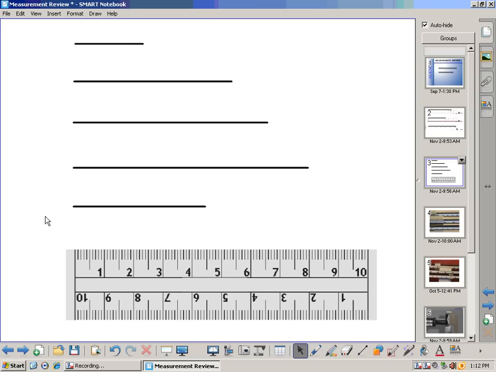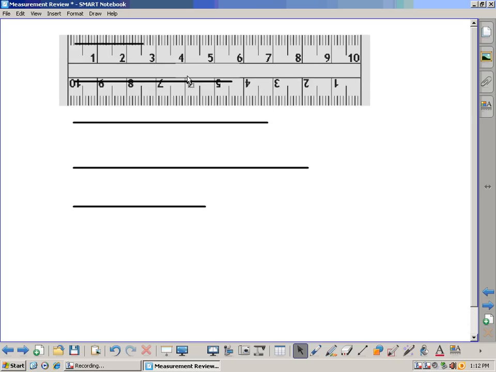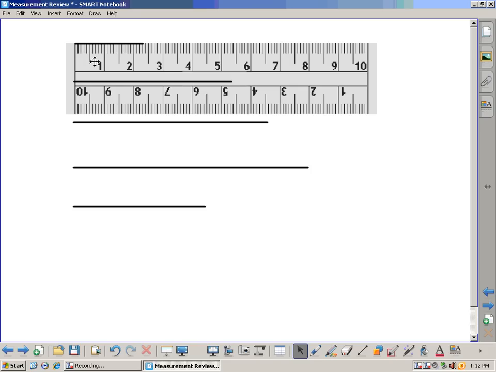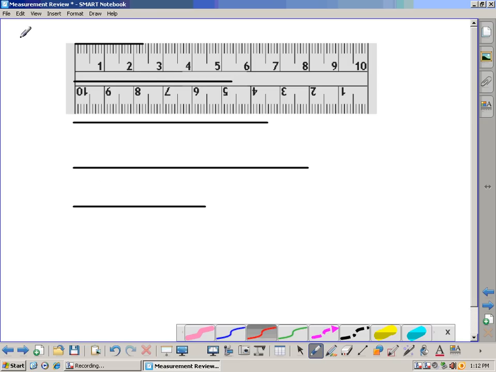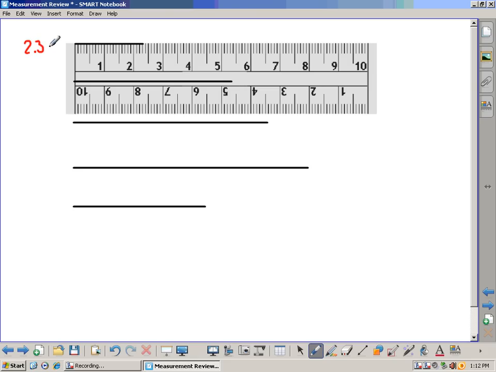If we look at here for some practice, we've got several lines here. We've got another metric ruler, so if we line it up here, this line goes past the 2, but not quite to the 3, so we know our answer is going to be 2 point something. And if we look at the little lines, it's 1, 2, 3 lines past the 2, but not quite to the 4th line. So I would say for this one, an answer of 2.3 centimeters would be an accurate answer.